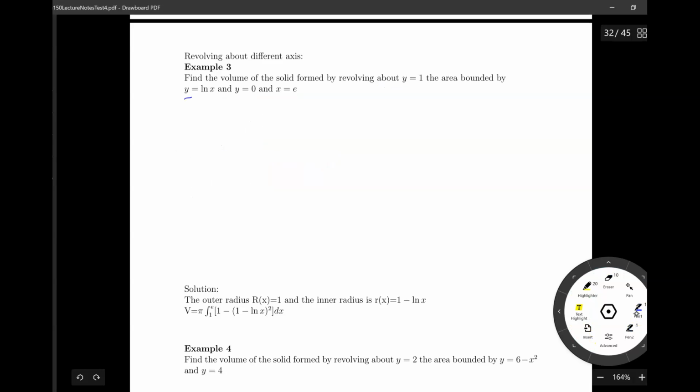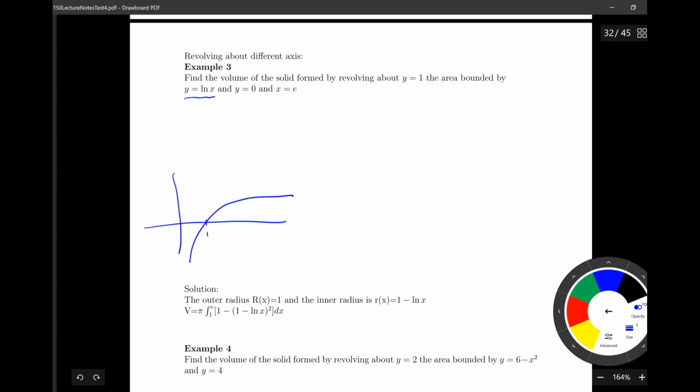All right, let's graph y equals ln of x. There we go. You know it crosses here at x equals 1. Then let's graph next y equals 0. So here's y equals 0. And let's graph next x equals e. X equals e is here, 2.7. So we've got all three of the graphs here. So what are we revolving it about? We're revolving it about y equals 1.